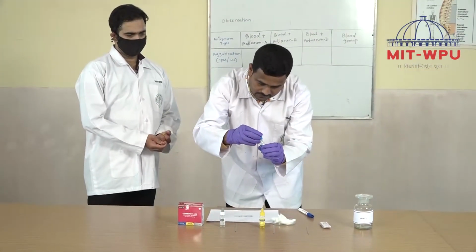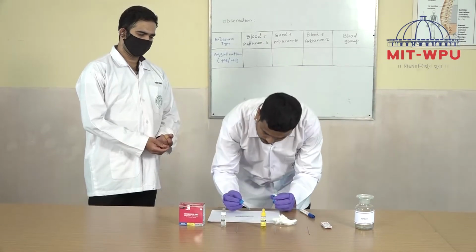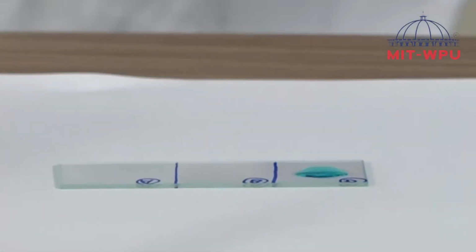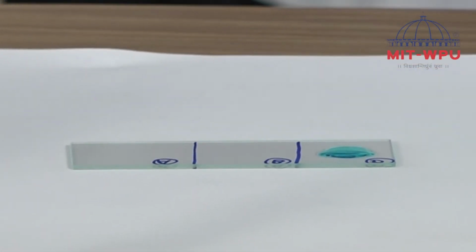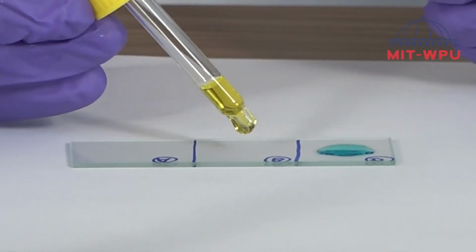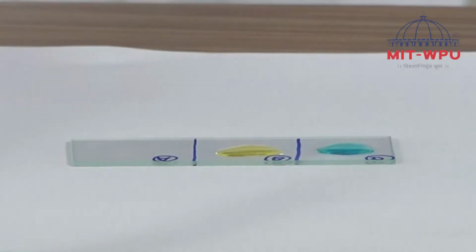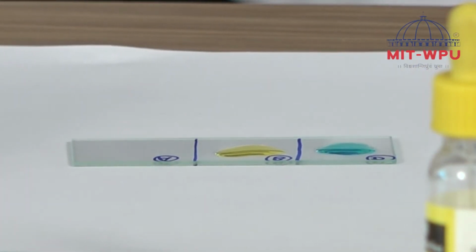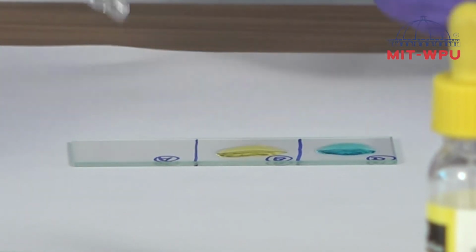Meanwhile, we have to take 2 drops of antiserum A in the area labeled A on this glass slide, then antiserum B in the B area, and antiserum D in the area labeled D on this slide.